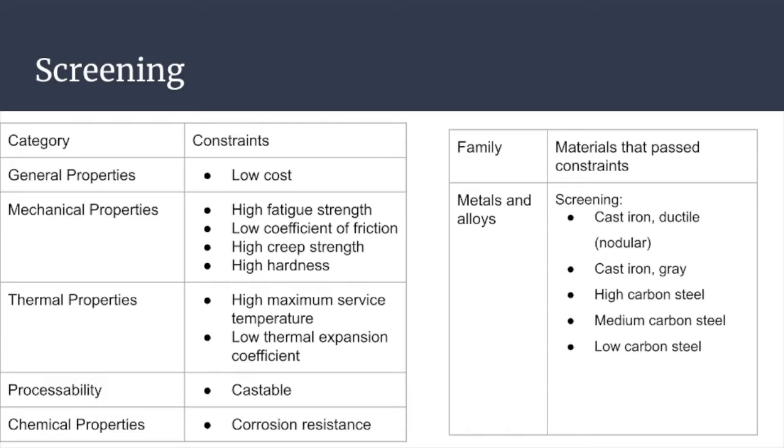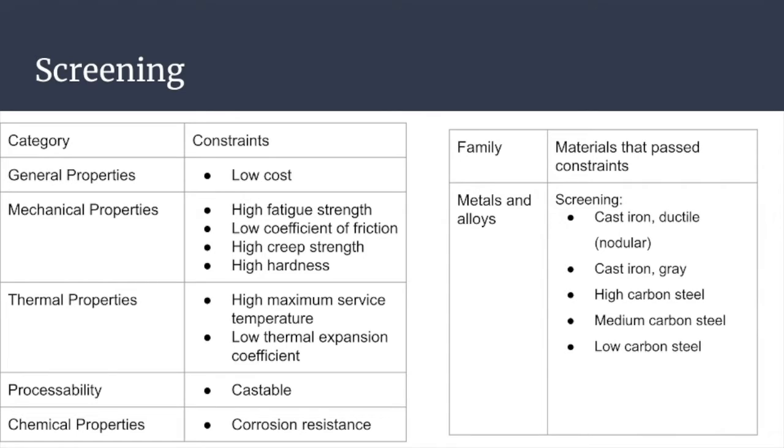My general property was to have a low cost. My mechanical properties were to have a high fatigue strength, low coefficient of friction, high creep strength, and high hardness. My thermal properties were to have a high maximum surface temperature and low thermal expansion coefficient. I wanted the processability of the material to be castable. My chemical property was for it to be corrosion resistant. And the family that was chosen is metals and alloys.